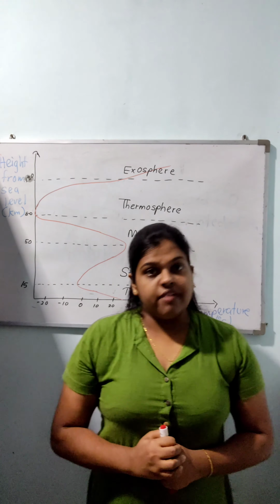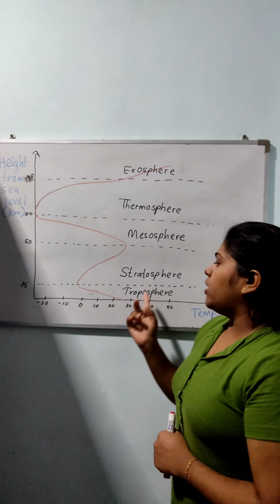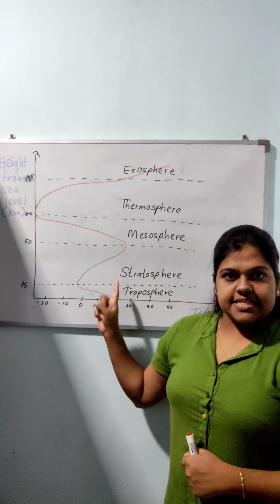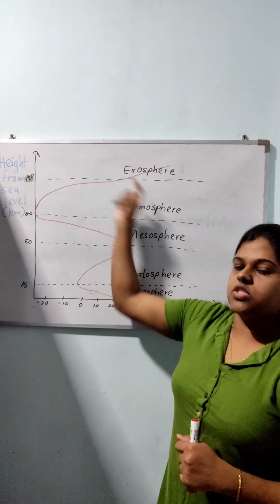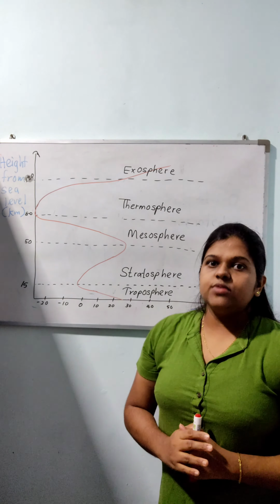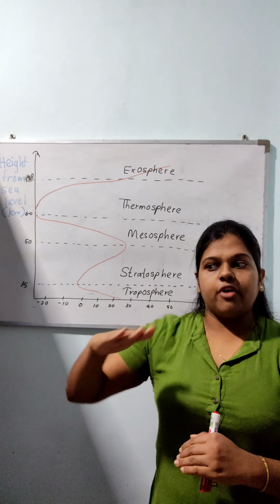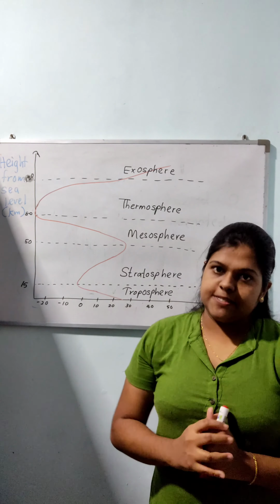When we talk about the 5 layers, the first layer is known as the troposphere. Next, stratosphere, mesosphere, thermosphere and exosphere. These are the 5 layers, starting from the ground level to space.